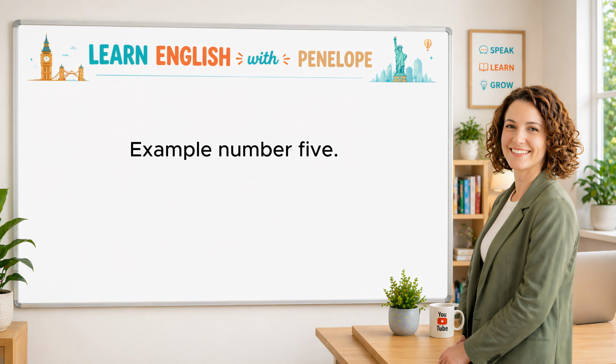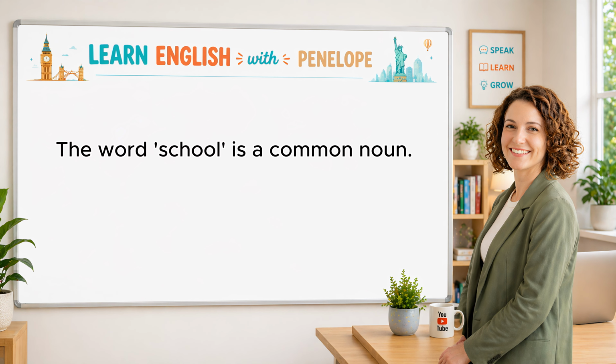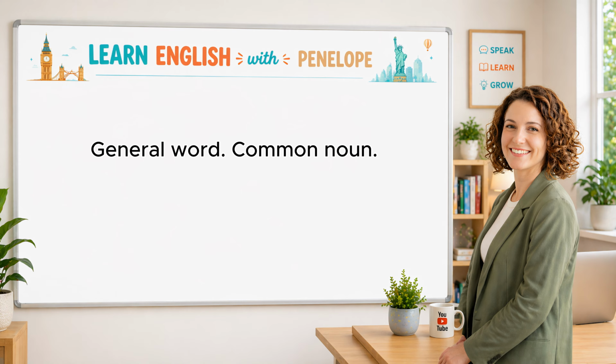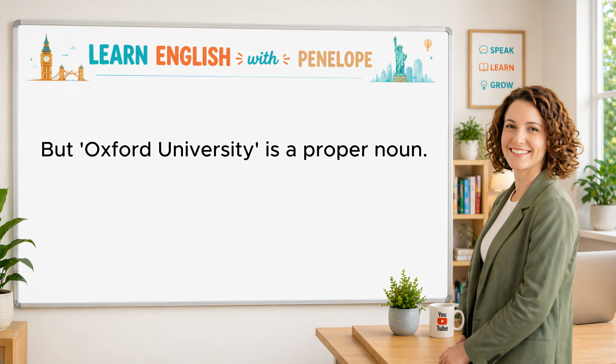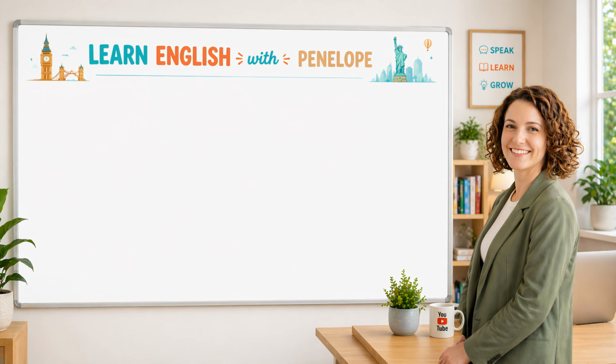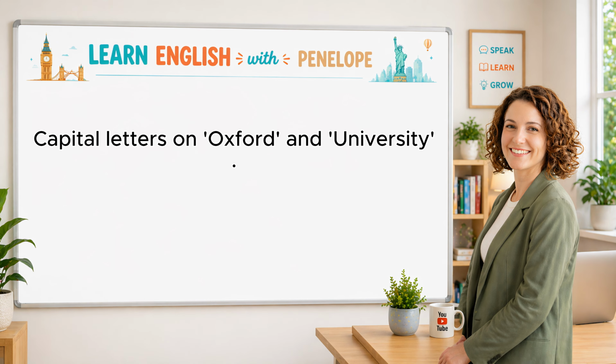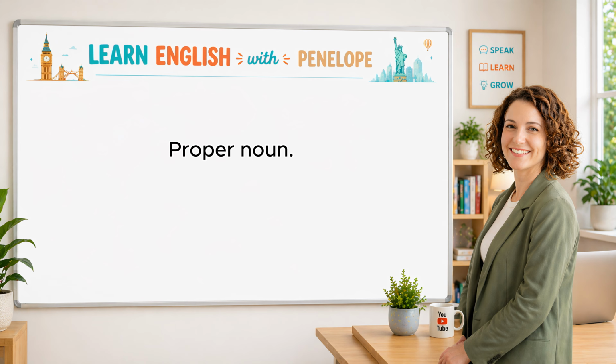Example number 5. The word school is a common noun. A school is a place where people learn. General word, common noun. But Oxford University is a proper noun. It is the name of one specific school. Capital letters on Oxford and University, proper noun.